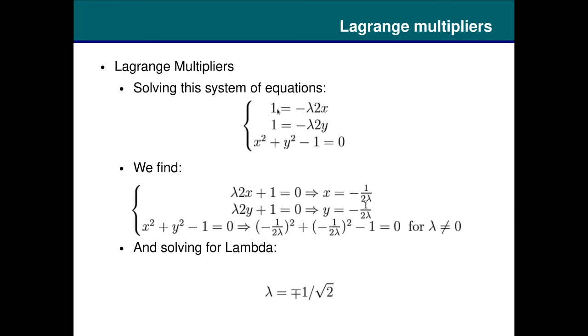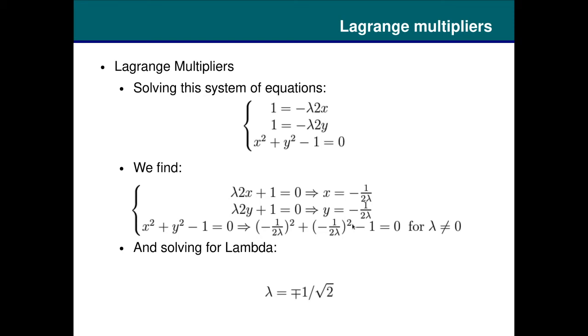You guys can just take this first equation and you can find x. X will be here minus 1 over 2 lambda. And y will be also minus 1 over 2 lambda, as shown here. Okay? If I solve this constraint for this x and for this y, I will have exactly this. This is my x, this is my y.